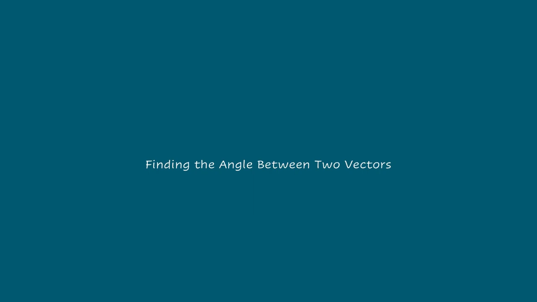Up next, we're going to take a look at how to find the angle between two vectors. We're going to use the law of cosines to find an alternative formula for the dot product, and actually look at how to use the dot product to give us the measure of how two vectors are positioned towards each other.